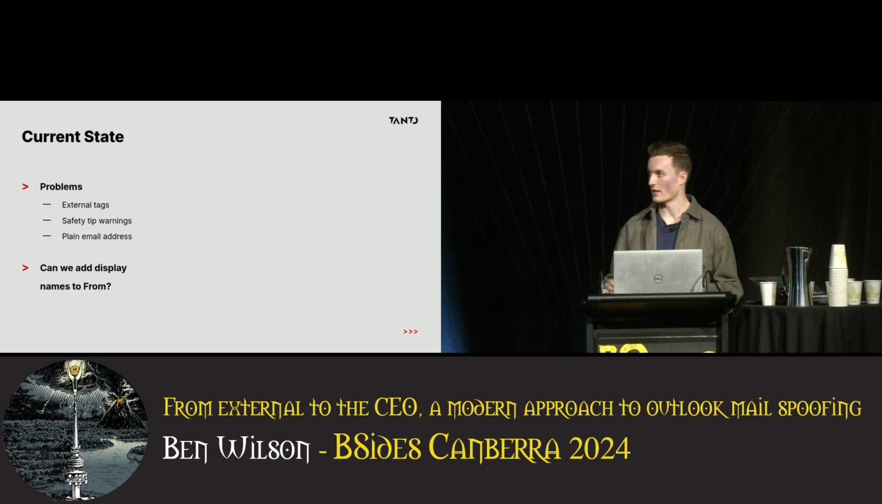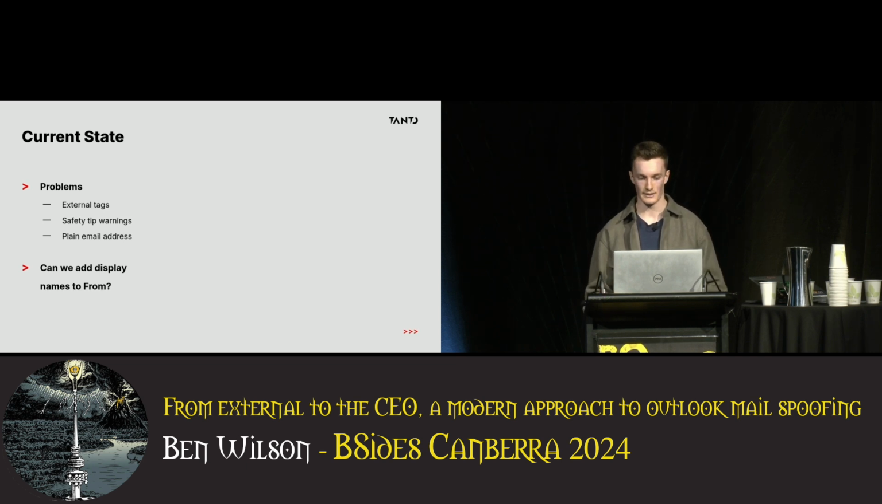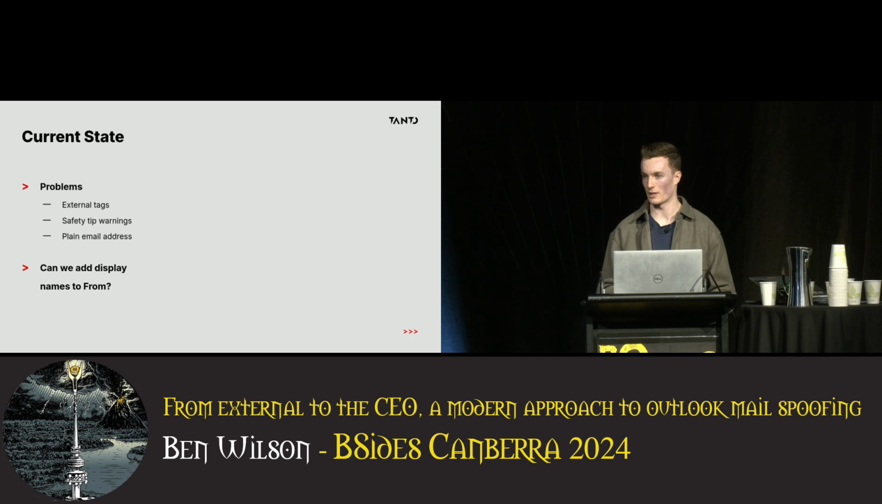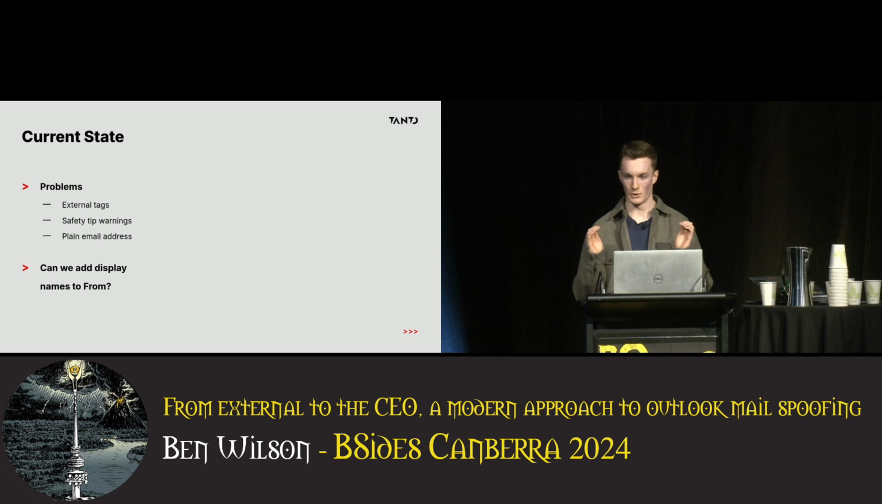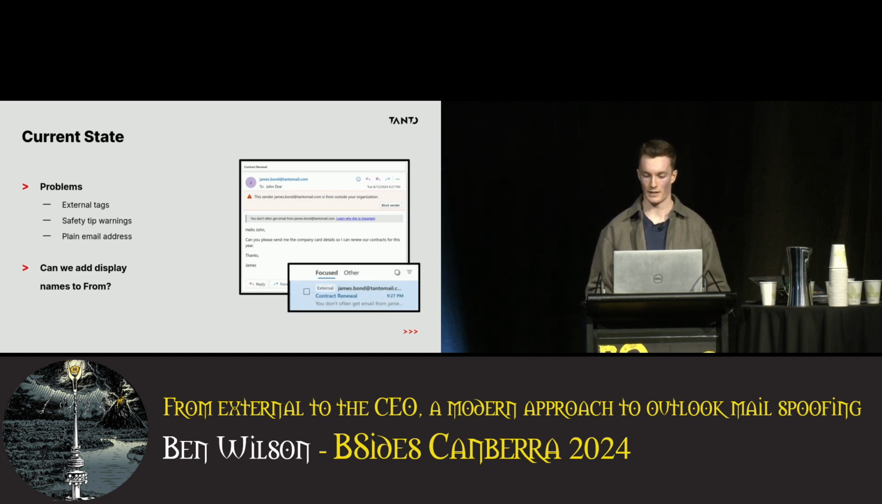So, the current state of what our emails might look like: there are a number of things we're going to have to deal with. External tags, those safety tip warnings, and plain email addresses, which I'll show you in a second. The first thing I want to look into, and the most common in emails, is that all emails now have a display name when you send them. It's not just the address that shows up; rather than just john@outlook.com, I'm actually John Smith, and then in little brackets it'll have john@outlook.com. So I figured, okay, let's start with that. Let's try and add a display name.